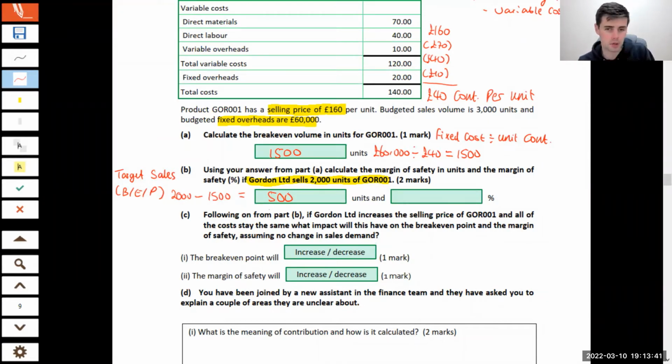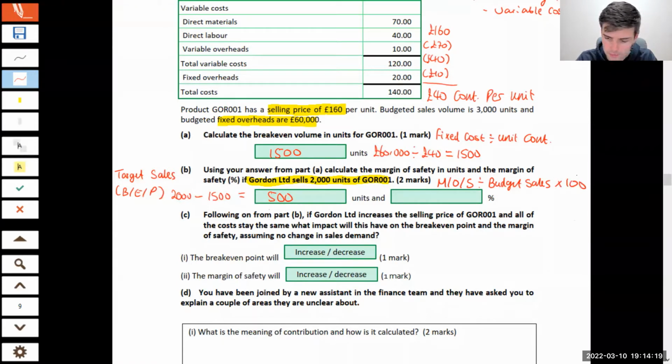Working it out in units is straightforward. Working it out as a percentage makes it a bit more long-winded, but it's really not that bad, honestly. So the formula that we're going to use for this one is as follows. I'm going to start by using the margin of safety that I've just worked out, aka the units figure, and when we divide that by my budgeted sales, and then from there, I want to express this as a percentage.